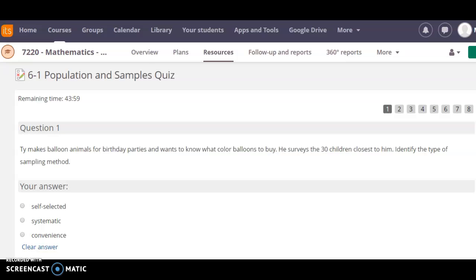Okay, guys, I'm going to go through the population and samples quiz that you just took to make sure that you understand it if you missed them.